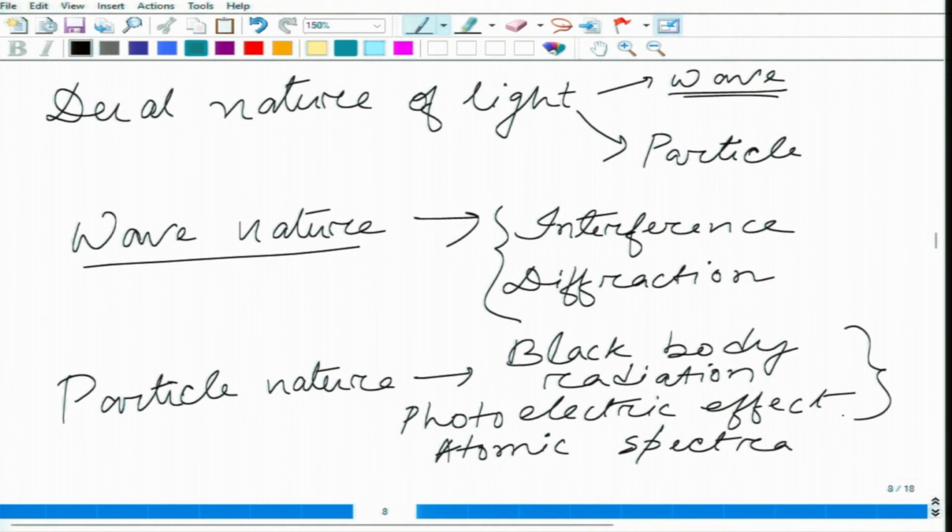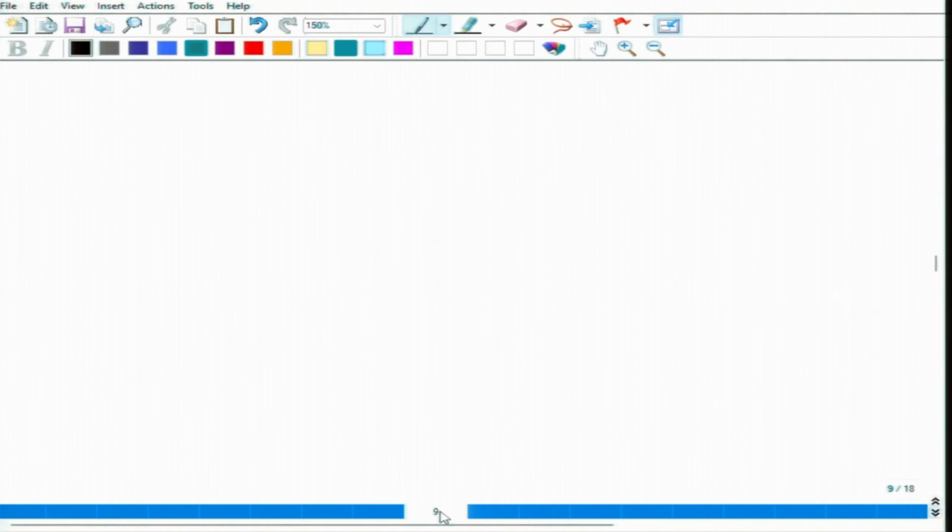We have completed these two properties. Now atomic spectra is left. But before starting atomic spectra, we will see some numericals from the photoelectric effect. So let's start with this question.